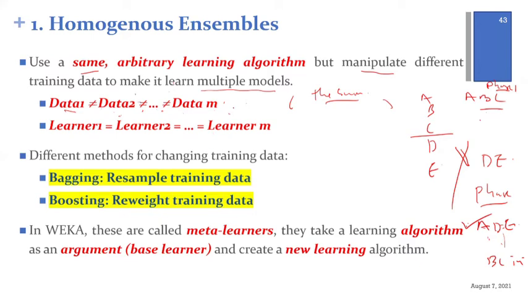However, the learner, that is the algorithm, is going to be the same. I'm using a neural network, the same neural network up to the end. So this is the first way of looking at a homogeneous ensemble.